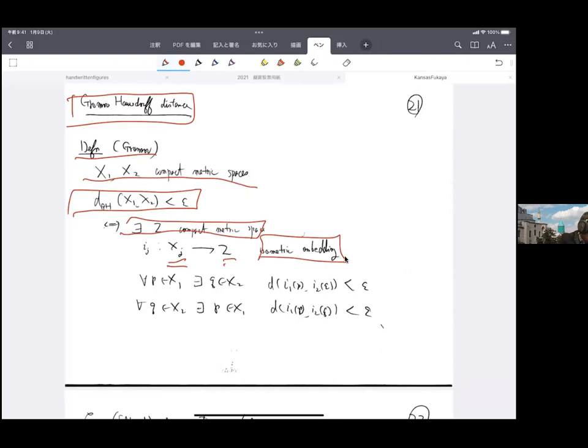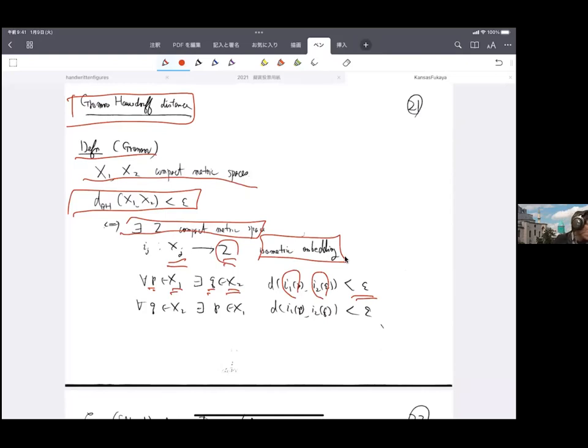And the Hausdorff distance between these sets is smaller than epsilon. It means that for any point P on X1, there's a point Q on X2 such that its distance is smaller than epsilon, and vice versa. So this is the classical definition of Gromov-Hausdorff distance between metric spaces.